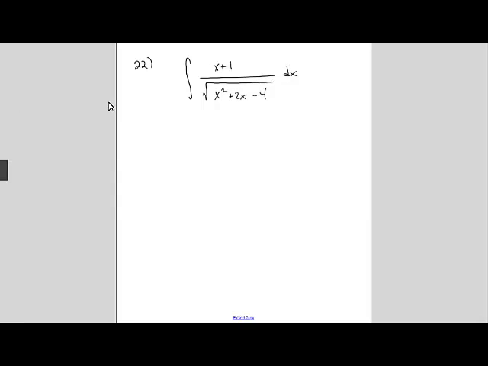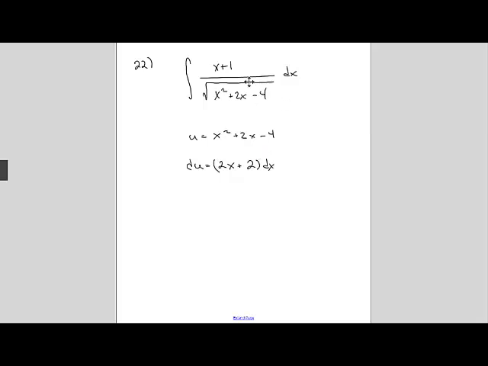This is problem 22, chapter 8, section 1. Just like the previous problem, problem number 10, we would initially think that this would be our u, and then we would check to see if that works. So we're going to let u equal the expression inside the square root. Therefore, du would be equal to 2x plus 2, the whole thing times dx.